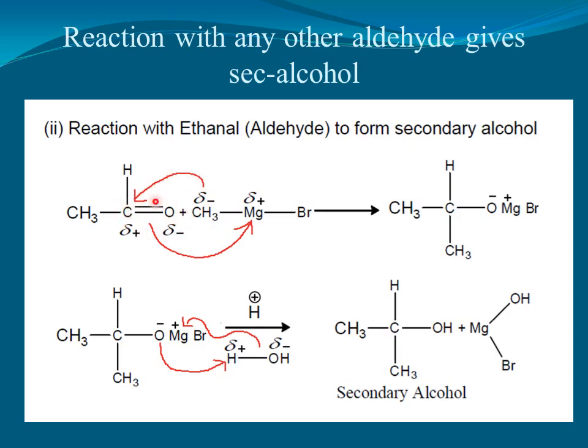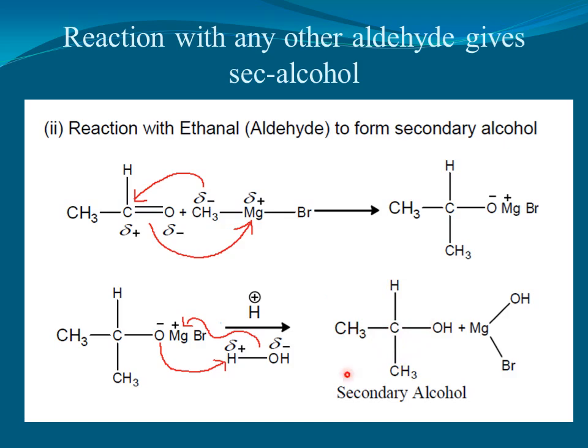The pi bond will be broken down and make a bond with this magnesium, giving you an intermediate. In the second step, which is going to be the acidic hydrolysis or workup, the oxygen carrying a negative charge is going to abstract this proton, and hydroxyl will attach to magnesium, giving you a secondary alcohol along with hydroxy magnesium bromide. Now students, this is a secondary alcohol because the carbon to which this OH group is attached is further directly attached with two carbon atoms. That is why it is a secondary alcohol.